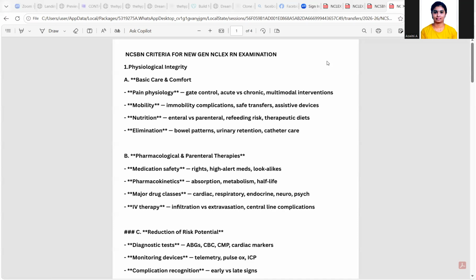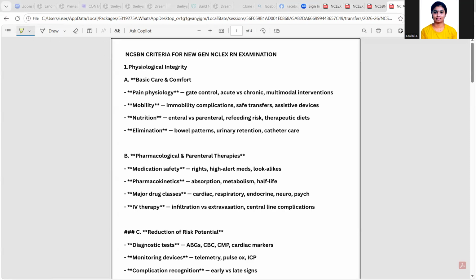So like that, I will tell you in detail about the main criteria and the areas of questions which mainly focus on each criterion. Okay, so we can start that. First, I will introduce the main criteria.